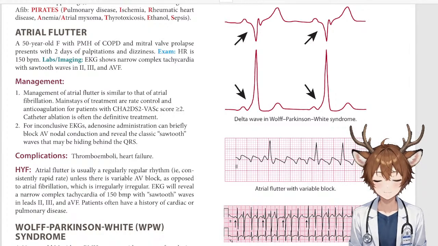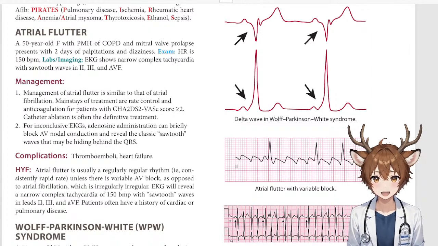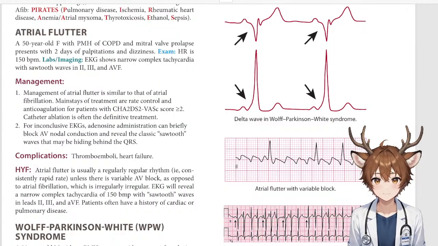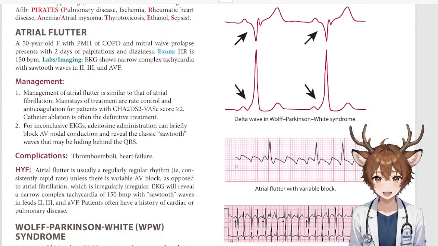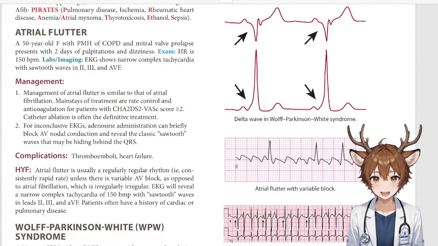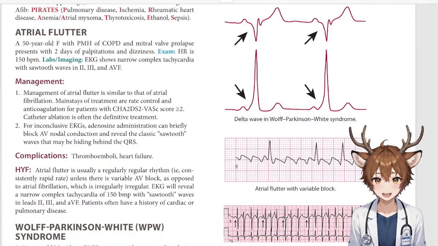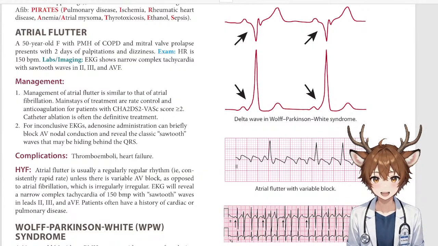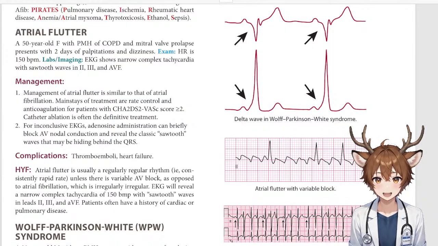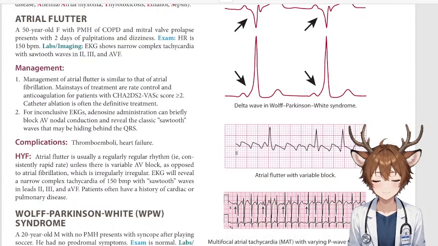EKG will reveal a narrow complex tachycardia of 150 BPM with sawtooth waves in leads 2, 3, and AVF. Patients often have a history of cardiac or pulmonary disease. So again, AFib is going to be irregularly irregular. For atrial flutter, it's going to be regular rate and rhythm.